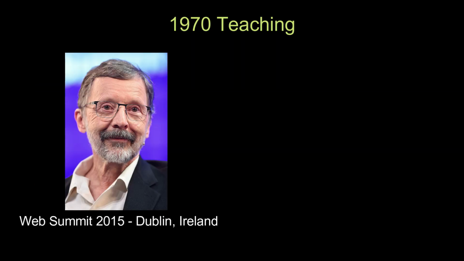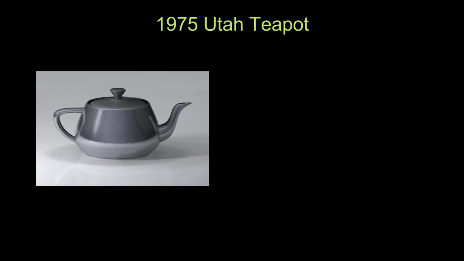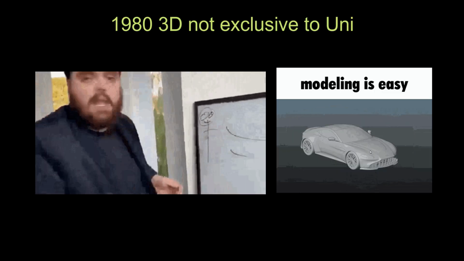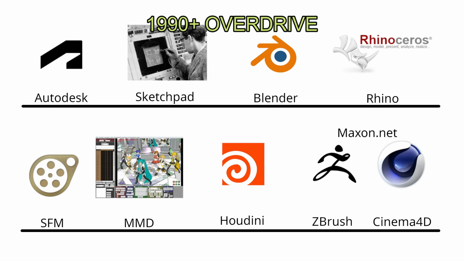1974, Edwin Catmull pioneers texture mapping. 1975 comes the Utah Teapot by Martin Newell, made with Bezier curves. 1980, 3D graphics stopped being an academic field. 1982, AutoCAD was released. And in the 90s, it went to overdrive. What we have today is because of all that.